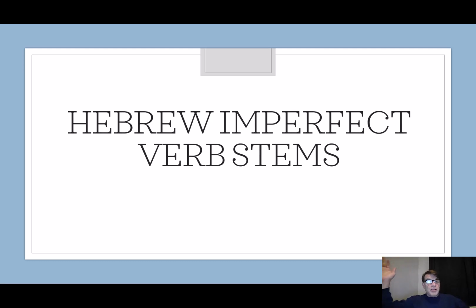Okay, so in the previous video, we gave you a systematic overview of the 7 basic Hebrew stems. But we did it for the perfect tense. There are 2 basic tenses in Hebrew, the perfect tense and the imperfect tense. And there are 7 basic stems. There are more than that, but that's the basics. And we showed you all the third masculine singulars of those basic stems.